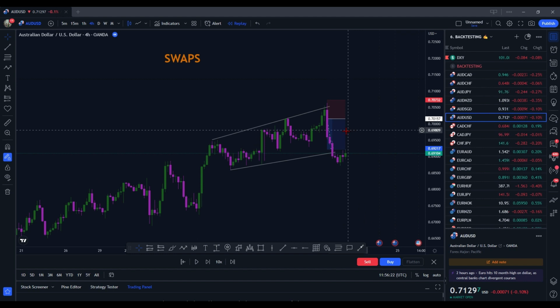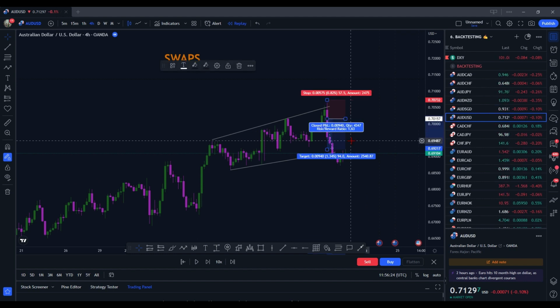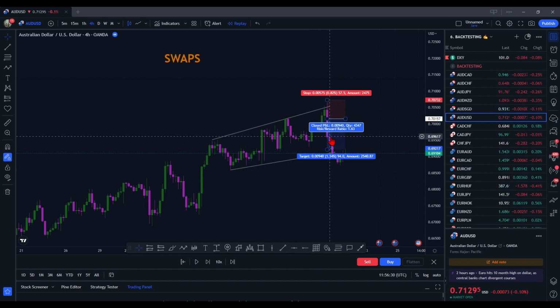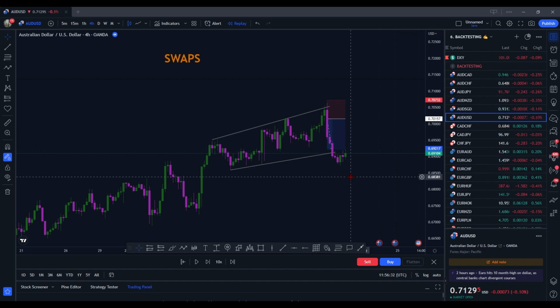That means I held my position for 8 days, taking 1.63% profit, but also that means that the bank may have taken 0.2% off that position. So swaps is something that I think you should be aware of, that you do pay a commission for holding a trade overnight. That commission doesn't go to your broker, it goes from your broker to the bank, but sometimes brokers do charge an additional commission on top. It's one of those things.